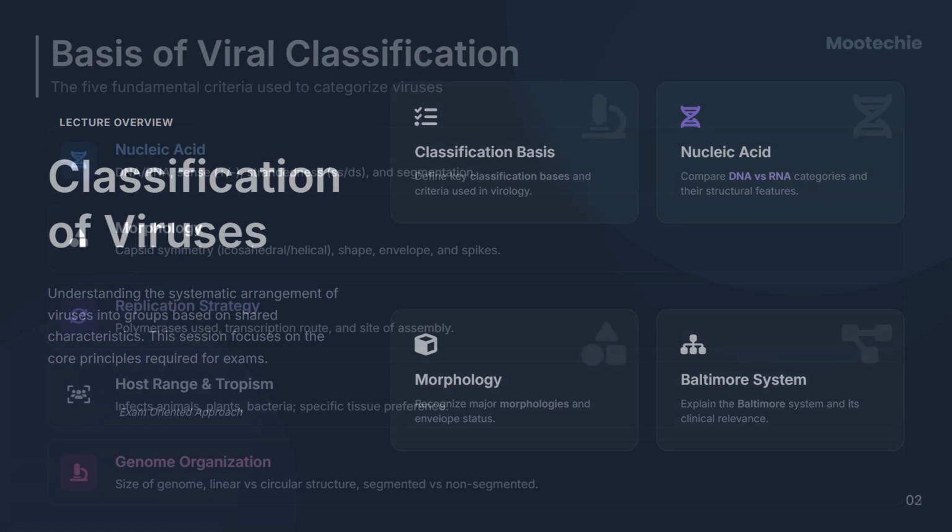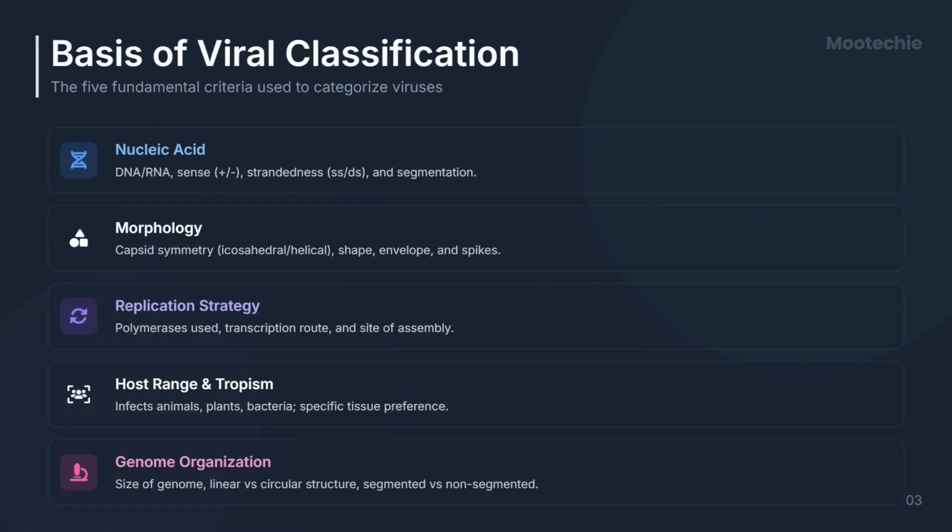Basis of viral classification. These are the 5 fundamental criteria used to categorize viruses. First is nucleic acid. This includes whether it's DNA or RNA, its sense, if it's single or double-stranded, and if the genome is segmented. Second is morphology. This looks at the virus particle's physical structure, its capsid symmetry, its overall shape, the presence of an envelope, and surface spikes. Third is replication strategy.